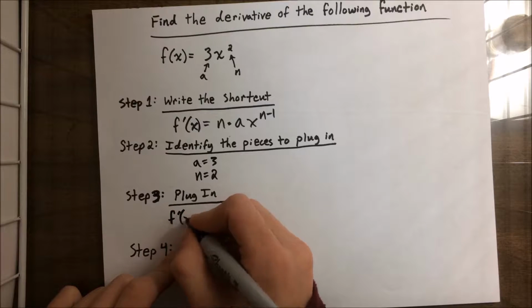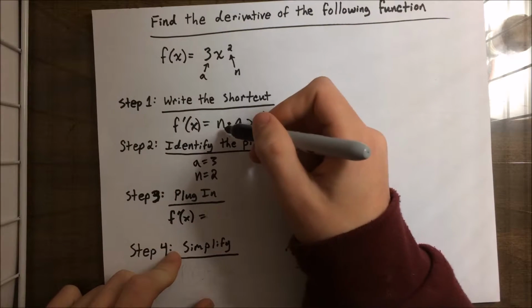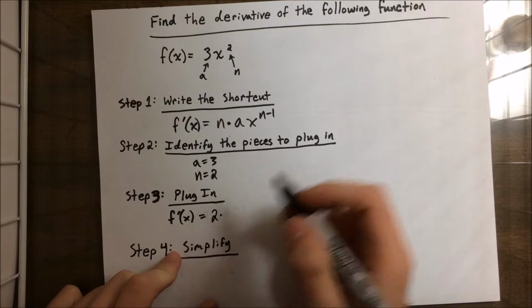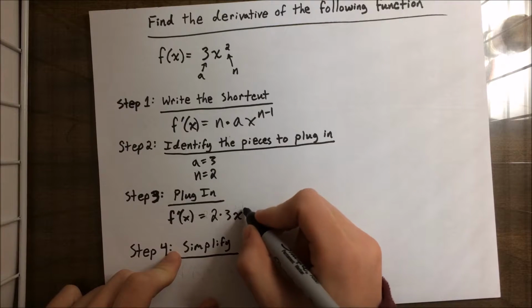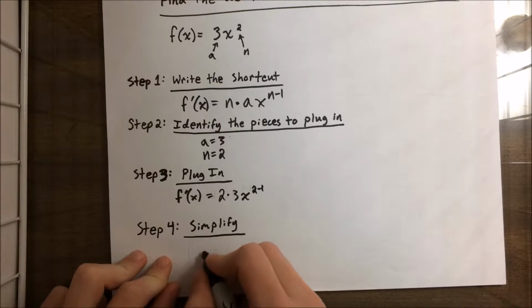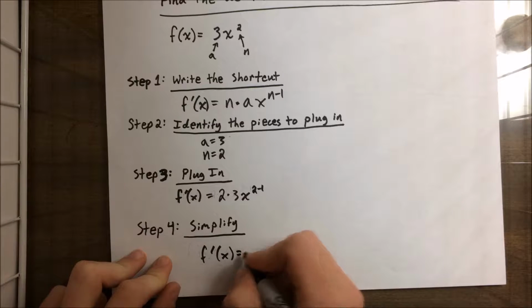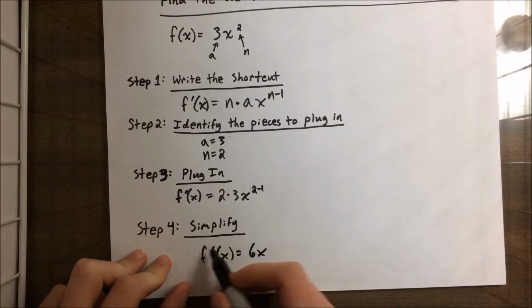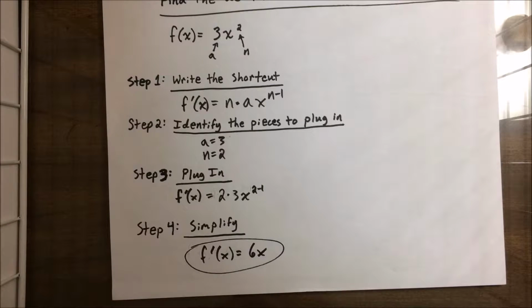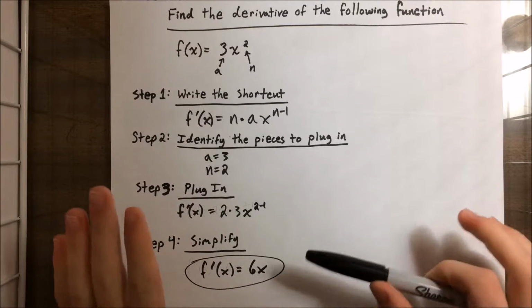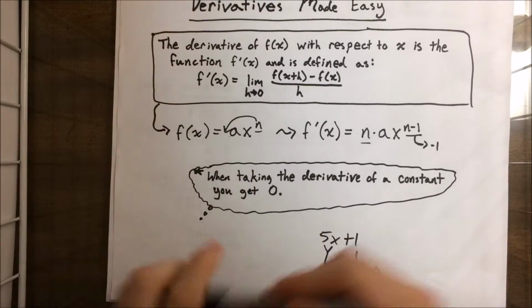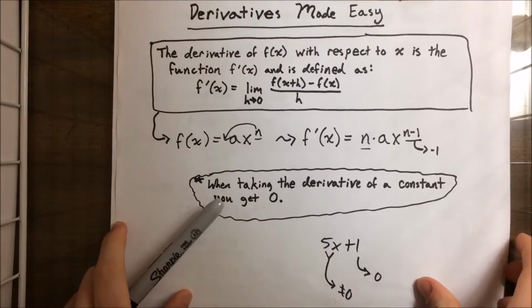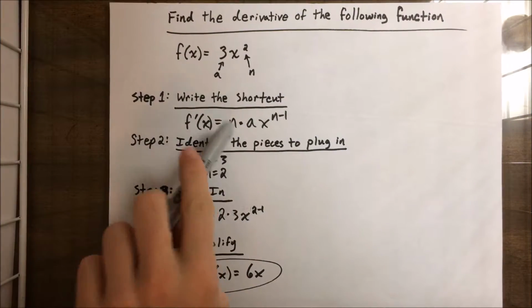So f prime of x is equal to n, so 2, times a, 3x, to the n minus 1, so 2 minus 1. Let's simplify that to get f prime of x is equal to 6x, and that's your final answer. Now, wasn't that a heck of a lot easier than the really long, cumbersome limit definition? That's how much easier derivatives can be with this simple formula.